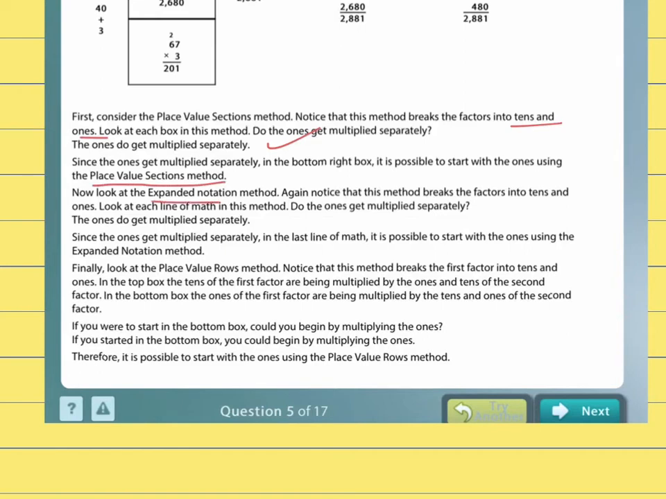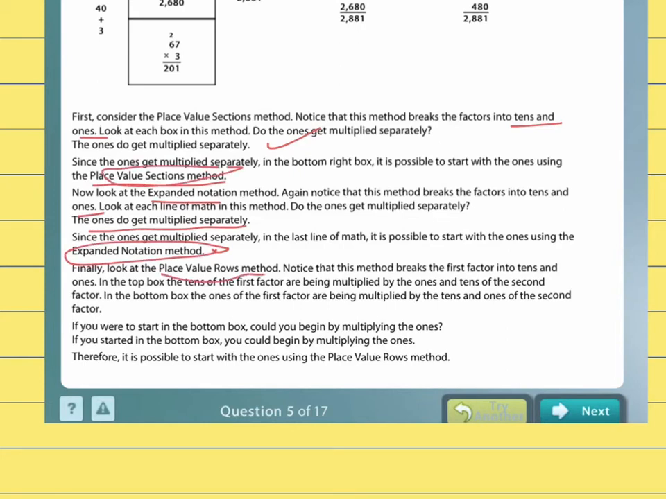Again, notice that this method breaks the factors into tens and ones. So you can multiply the ones. The ones do get multiplied separately. Since the ones get multiplied separately in the last line of math, it is possible to start with the ones using the expanded method. So yes for this and yes for this.